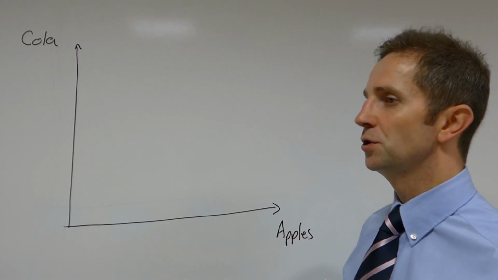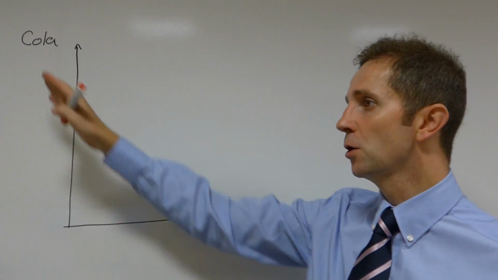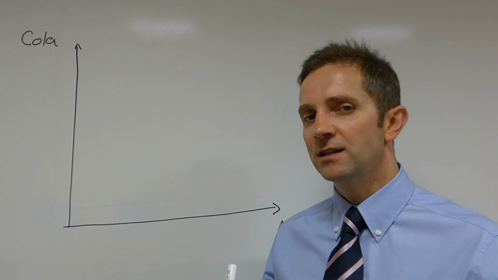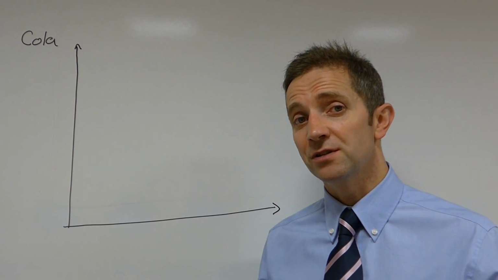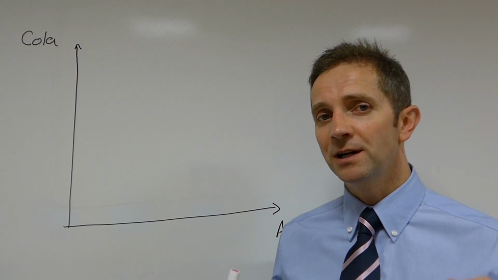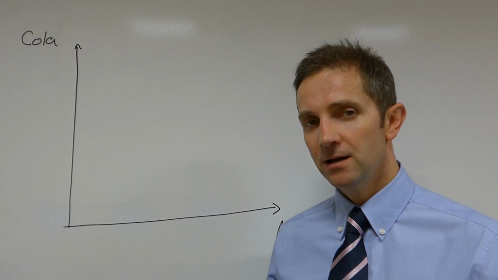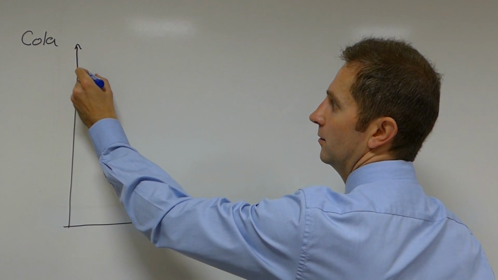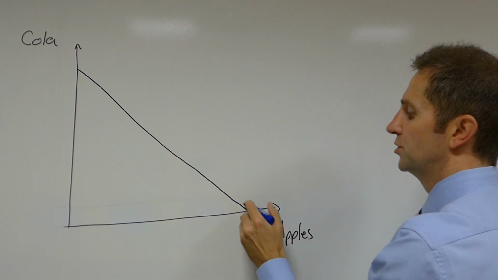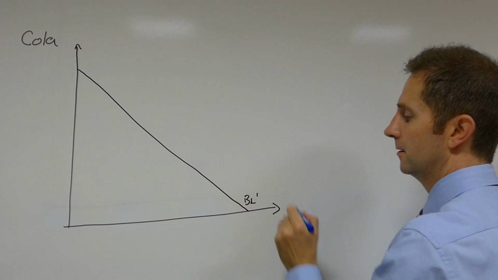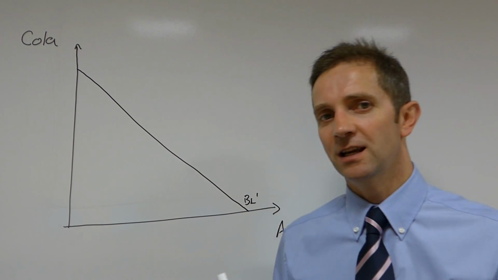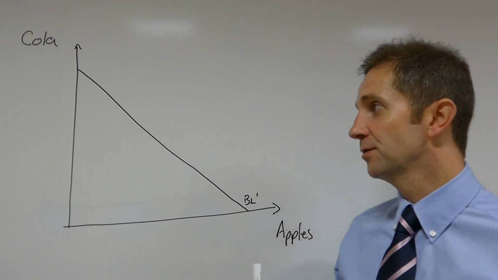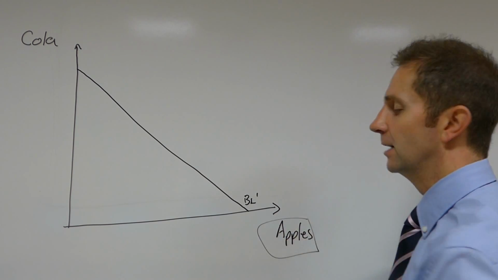This gives you the following scenario. You've got cola, you've got apples, and you're asked to indicate the income and substitution effects when there is an increase in the price of apples. So our start position is obviously budget line 1, BL1, so that's indicating our initial income, and then we are told the price of apples increases.